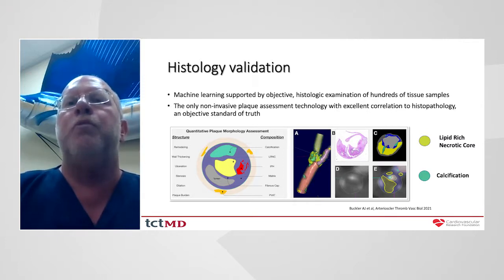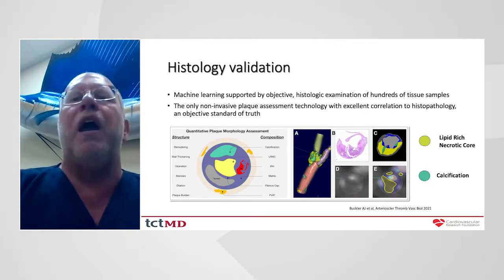This is what the output of the machine learning algorithm would look like. An example of a lipid-rich necrotic core on the top and of a mostly calcified plaque at the bottom, and here the vessel segment after segmentation and color coding of the different plaque components in figure A.